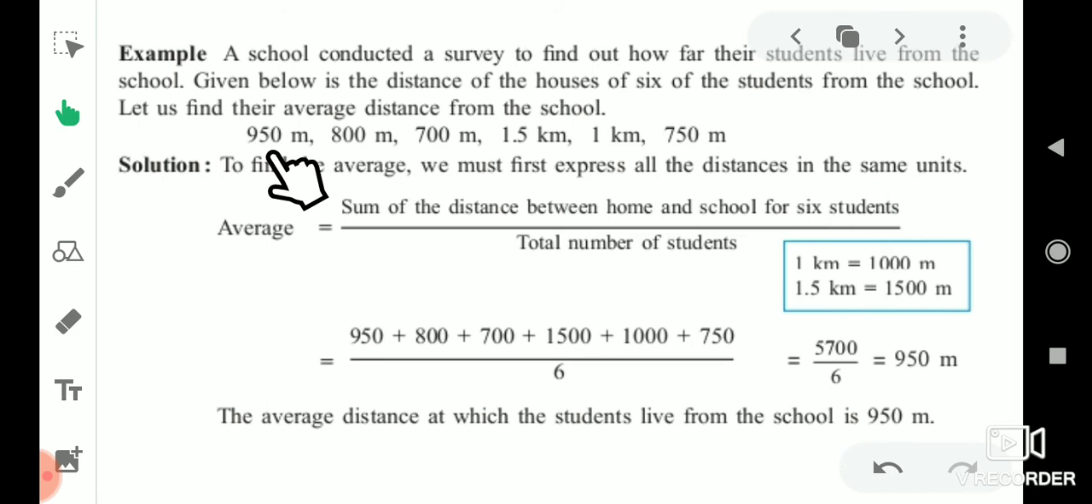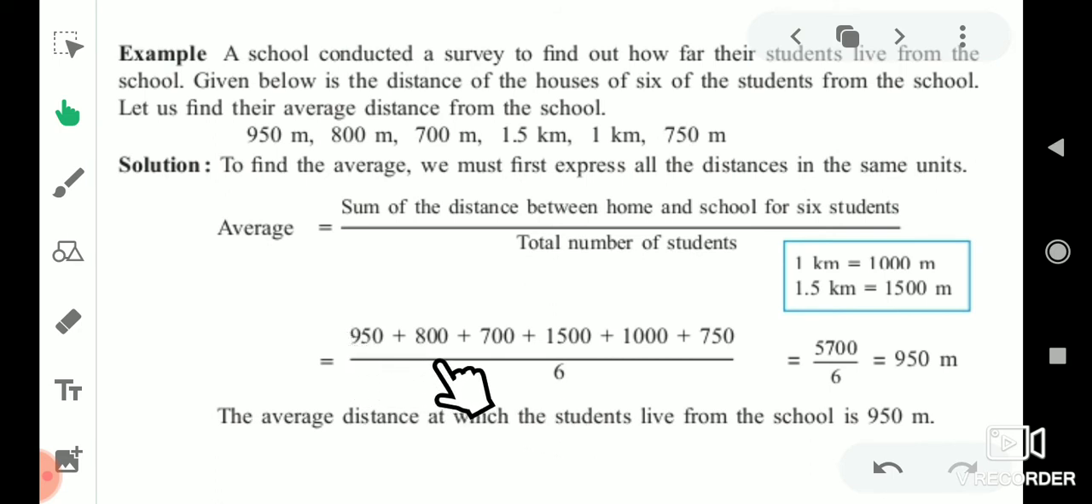950 meters, 800 meters, 700 meters, 1.5 kilometers. 1 kilometer means 1000 meters, so 1.5 kilometers means 1500 meters. 1 kilometer means 1000 meters, 750 meters. So for finding out the average, we will simply add all these values and divide by the total number of values. That means the sum of the distance between the home and the school for 6 students, divided by the total number of students.